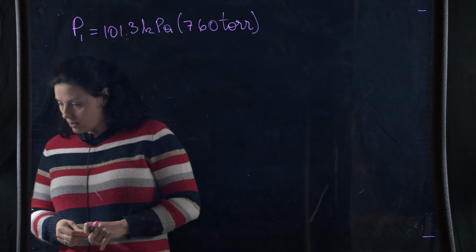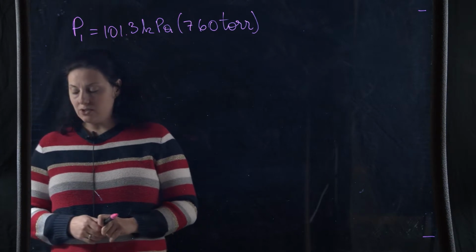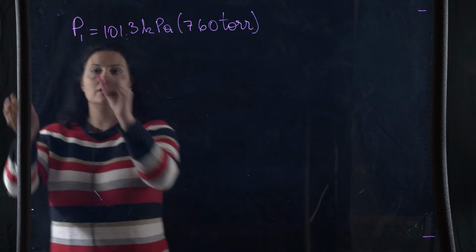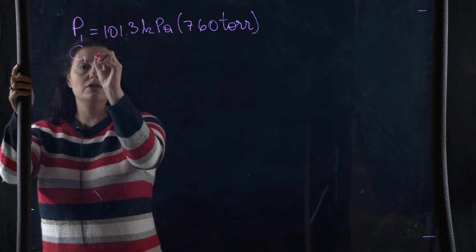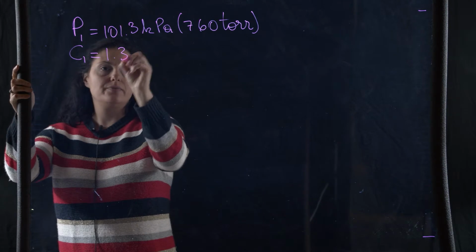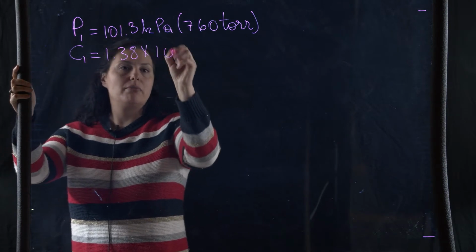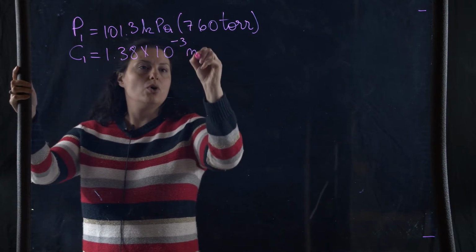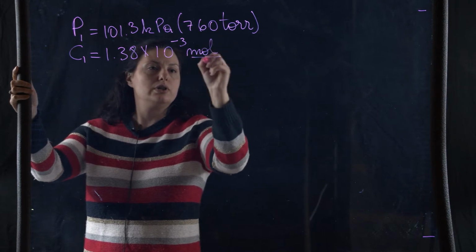Is 1.38 times 10 to the minus 3 moles per liter. So my initial concentration is 1.38 times 10 to the minus 3 moles per liter.